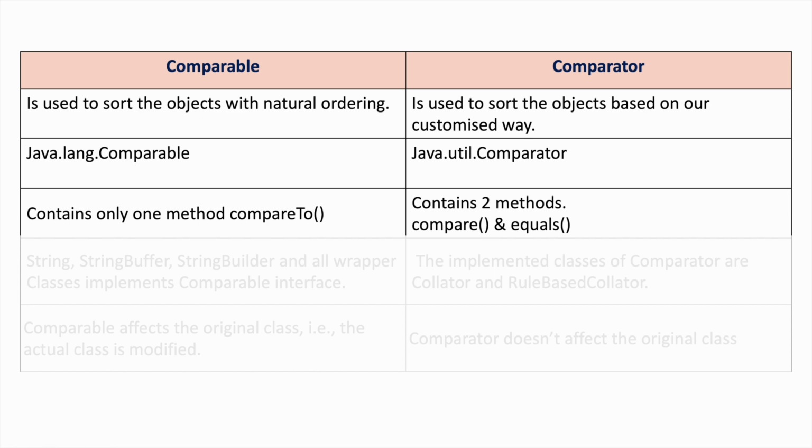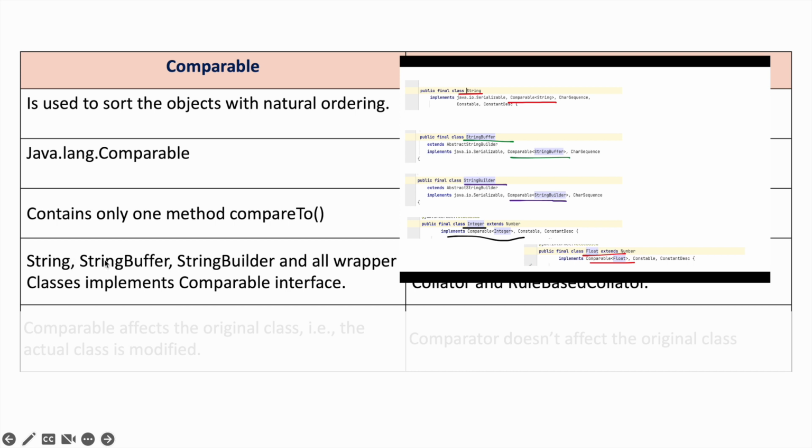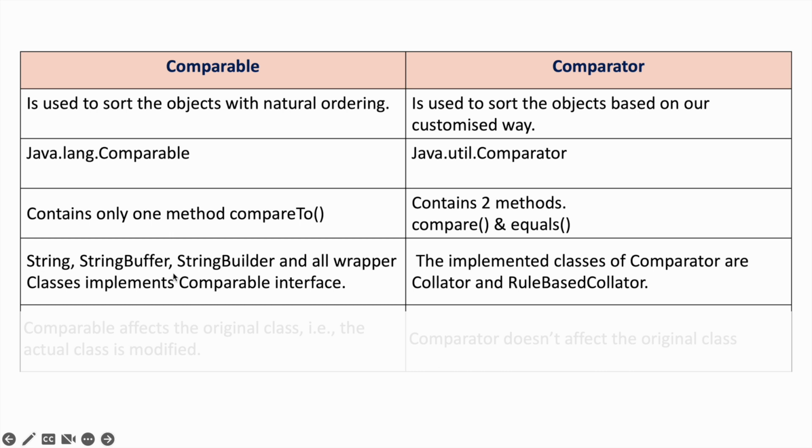Both the compareTo and compare methods return an integer, so they will return either a negative integer, a positive integer or 0. By default, StringBuffer, StringBuilder and all wrapper classes implement the Comparable interface. So StringBuffer, StringBuilder and all wrapper classes like Integer, Float, Double, Boolean internally implement the Comparable interface. When you go inside these classes, you can see this compareTo method.